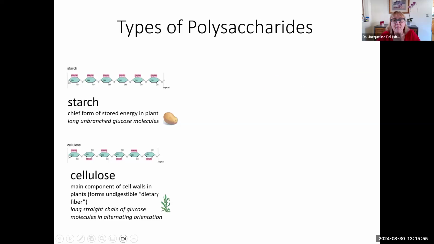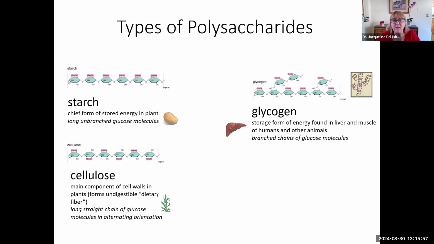A third type of polysaccharide is something you may have heard about, especially if you know anything about athletes and working out, and that is something called glycogen. And this is a storage form of energy that all of us have in our liver and our muscles, as well as other animals. And when you look at it, what you will notice is it is glucose all aligned, just like starch is, except that there is branching.